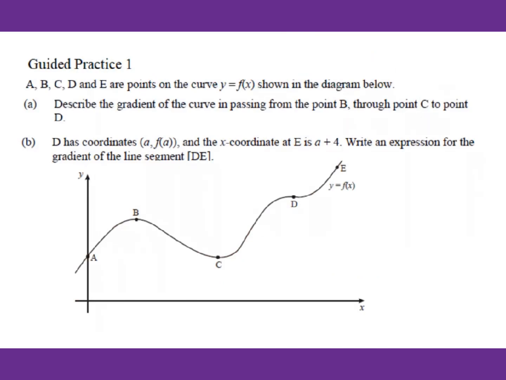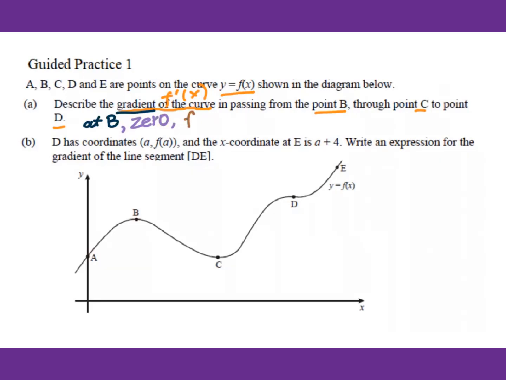Now let's go to guided practice 1. A, B, C, D, and E are points on the curve y equals f of x, shown in the diagram below. Describe the gradient of the curve. When you talk about the gradient of the curve, that means f prime of x. In passing from point B through C to D, the gradient of the curve at B equals 0.